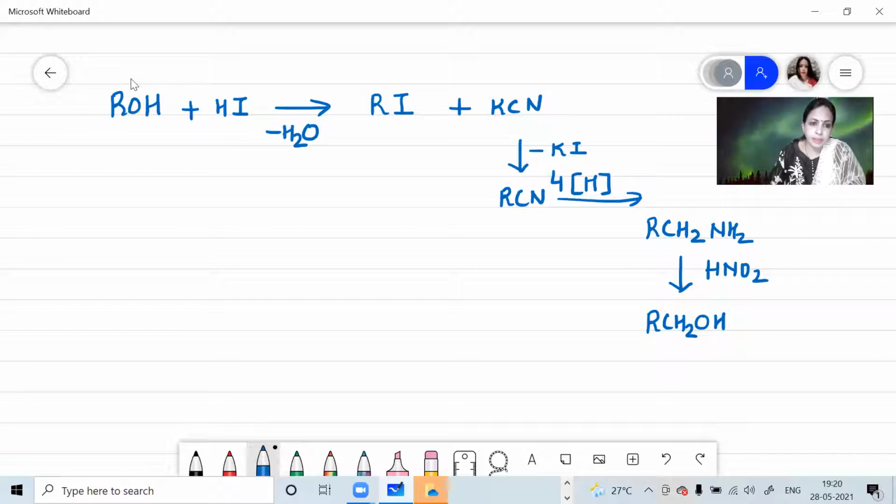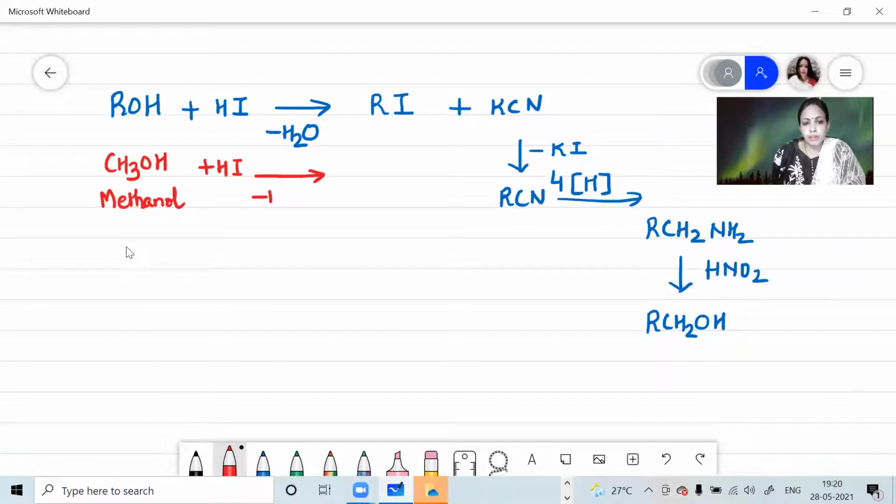Let's take an example to elaborate this entire process. Now if I take the example as CH3OH, this is your methanol which we are using. Now this methanol, when it is treated with hydrogen iodide, it will form water which will be eliminated and you will get CH3I. Your iodomethane you will obtain.